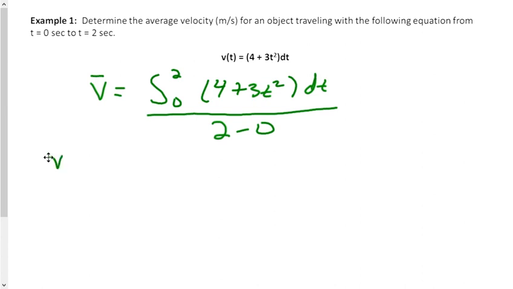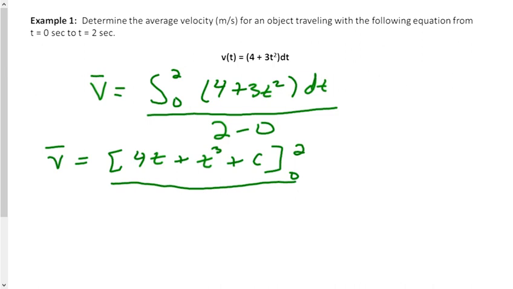So therefore, V average is then going to equal, under a definite integral of 4t plus t cubed plus some constant c. And we're going to evaluate that from 0 to 2. And of course, this is going to be divided by 2, because 2 minus 0 is 2. Well, under a definite integral, the constant c is going to cancel, so we're not going to put that in anymore. So here goes.